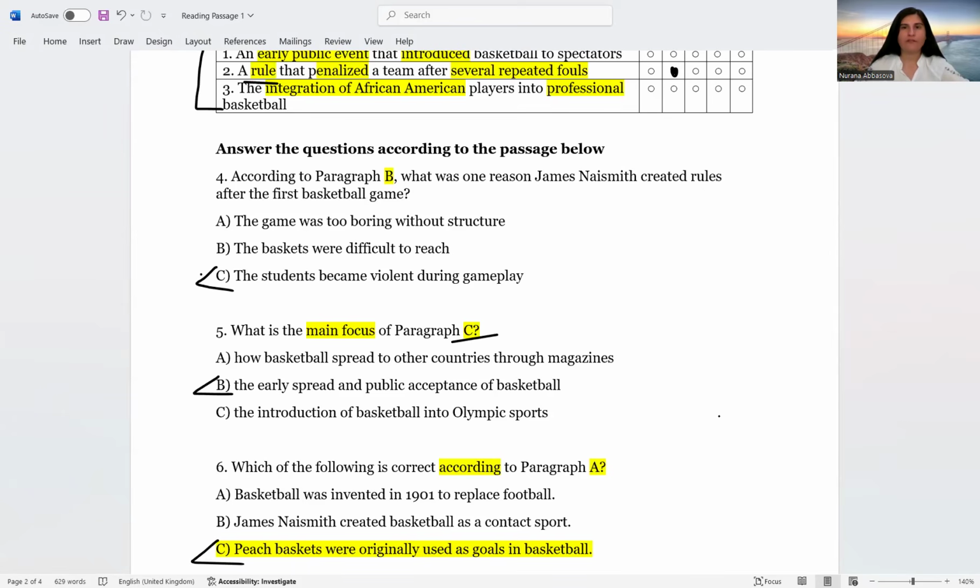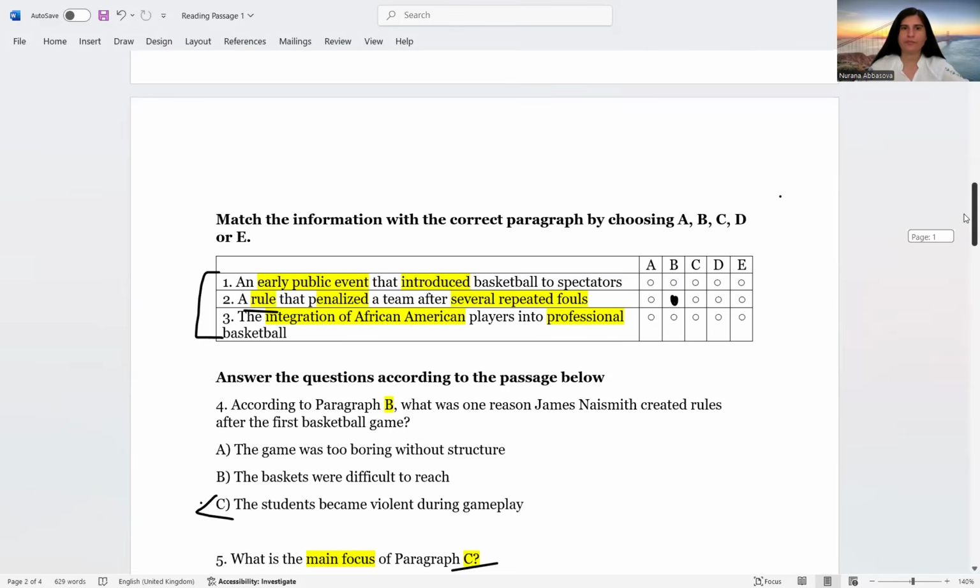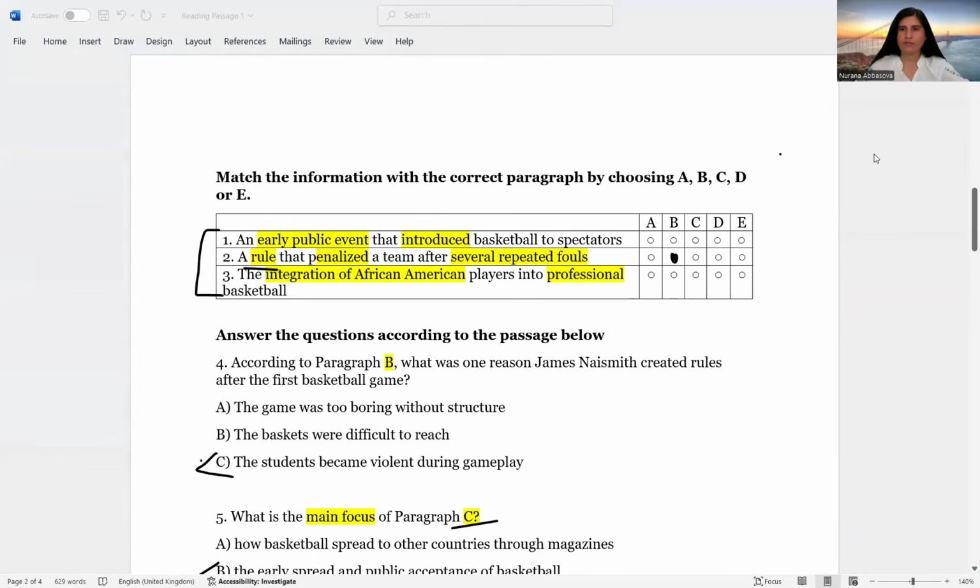At the same time, can we find these 2 questions? Did we have any answer to these ones? Yes, let me see what you have written. Exactly, most of you said, all of you, I would say, an early public event that introduced basketball to spectators is paragraph C. And we, oops, let me use my pencil.